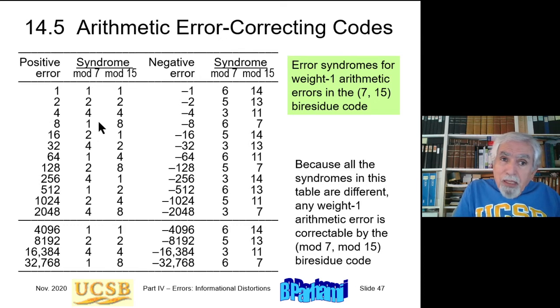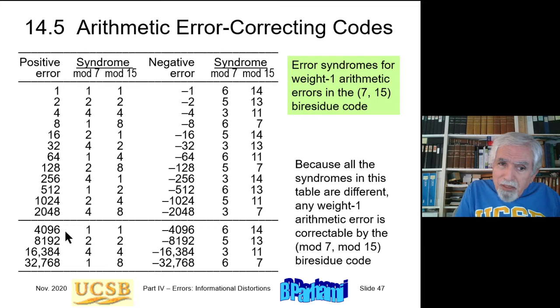Now, why do we have only 12 data bits? What happens if I have 13 data bits with the same modular checks? It turns out that the 13th data bit, if it flips from 0 to 1, this is the error magnitude. The 13th bit is 2 to the 12. This is 2 to the 12, which has residues of 1 and 1 with respect to 7 and 15. And then this syndrome will be indistinguishable from this syndrome. So the maximum number of data bits that you can have, and for these syndromes to be unique, is 12.